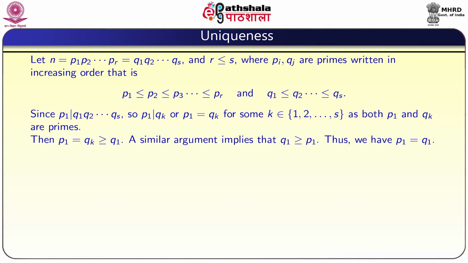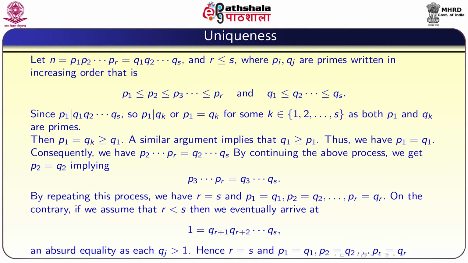So, now in the above expression, that is n is equal to P1, P2 and so on Pr, which is also equal to Q1, Q2 and so on Qs. Since P1 is equal to Q1, we can cancel those two. So, we will get P2, P3 and so on Pr is equal to Q2, Q3 and so on Qs. That is, P2 into and so on Pr is equal to Q2 and so on Qs. By continuing in this process, we can show that P2 is also equal to Q2, implying P3 and so on Pr is equal to Q3 and so on Qs.